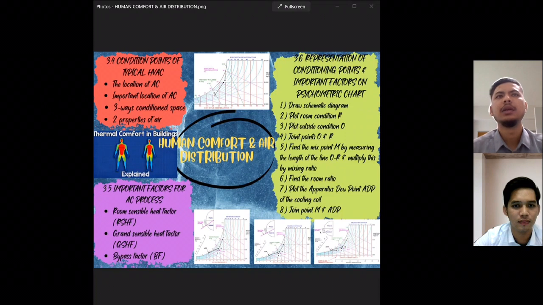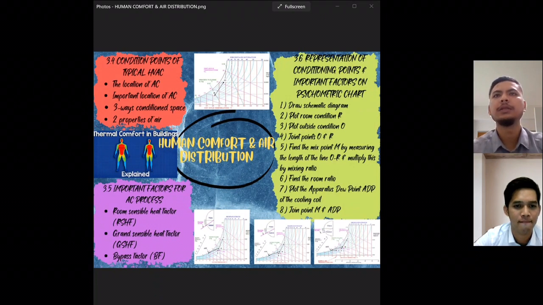First, you must draw a schematic diagram of the air conditioning plant. Number 2, you must plot room condition R on the psychrometric chart. The next step is you must plot O on the psychrometric chart. O stands for outside condition. After you finish plotting points R and O on the psychrometric chart, you must join the points O and R.